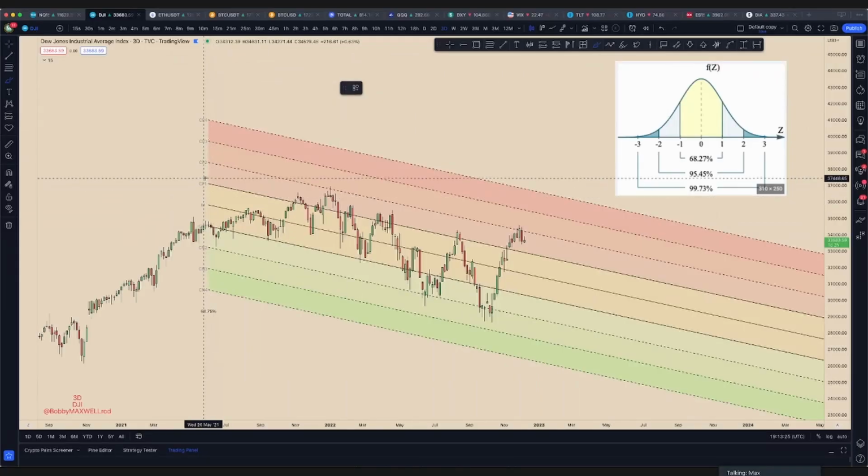So CP1 and CN1 are positive 1 and minus 1 standard deviation away from the mean, and the mean is 0 right here. And then CN2 and CP2 are positive 2 and negative 2 standard deviations away from the mean. And then obviously 3 and minus 3, CP3 and CN3 are positive 3 and negative 3 standard deviations away from the mean. And then obviously 4 and 4.